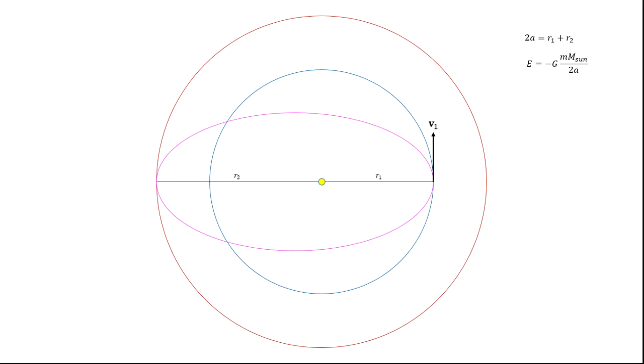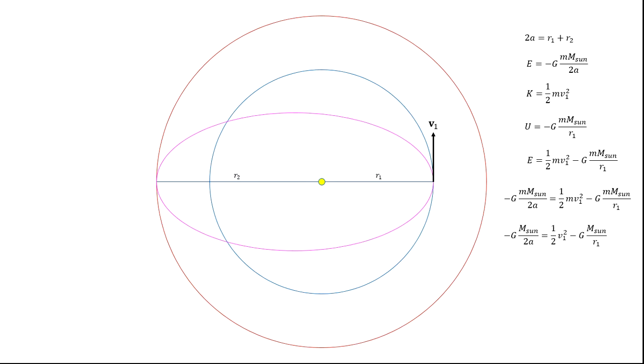Let's call the velocity at Earth v1. The kinetic energy at Earth is 1/2 m v1 squared. The potential energy is minus G m times the mass of the Sun over r1. The total energy is kinetic energy plus potential energy. We can now equate the two energy equations. We have m on both sides of the equation. If we factor that out, we get this. We want to solve for v, so let's put G m Sun over r1 on the left. Here we're factoring out terms G and the mass of the Sun and multiplying both sides by 2.